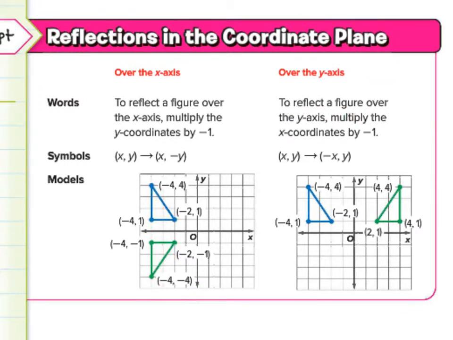To reflect a figure over the y-axis, so now we're going over the y, left to right, we have to change the x coordinate. So multiply the x-coordinate by -1. Because if it was negative already, negative times negative would become positive. If it was positive, positive times negative becomes negative, right?